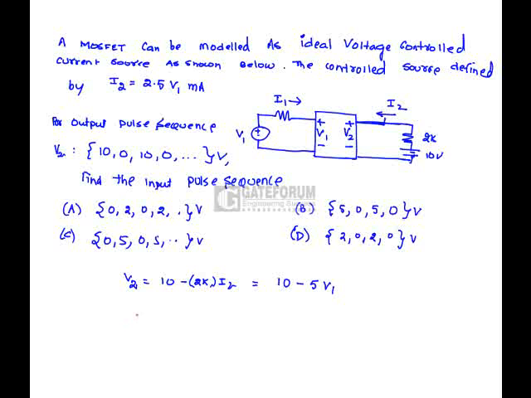Whenever V2 is equal to 10, V1 is equal to 0. If V2 is equal to 0, then V1 is equal to 2. So the sequence which we are getting here is 0, 2, 0, 2, that is option A is correct.